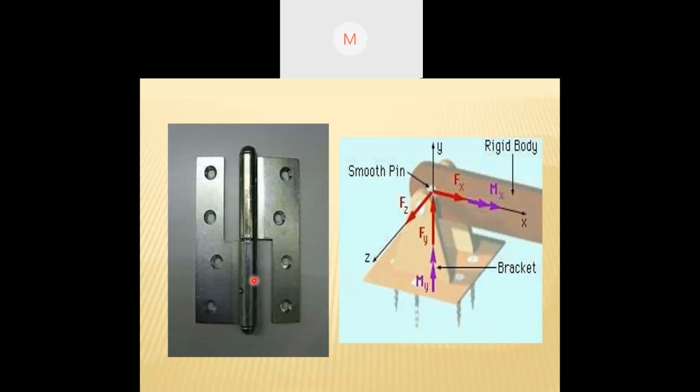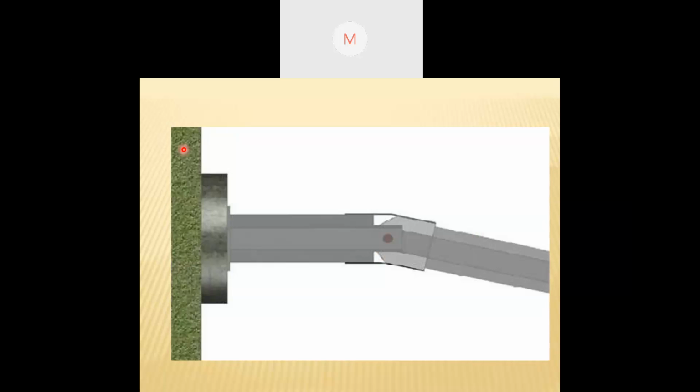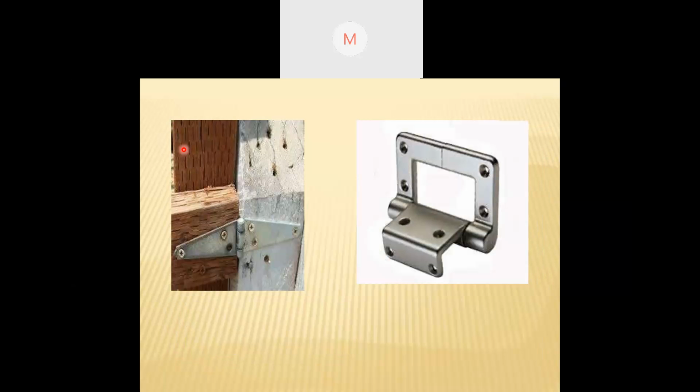Okay, so this is a practical example of a hinge. We have always seen these things in your doors. This is basically a practical example of hinge support. Okay, door hinge. So these are certain door hinges, if you can see here.